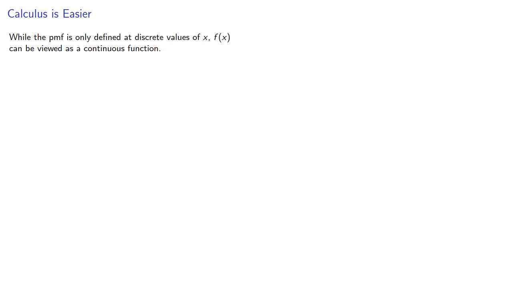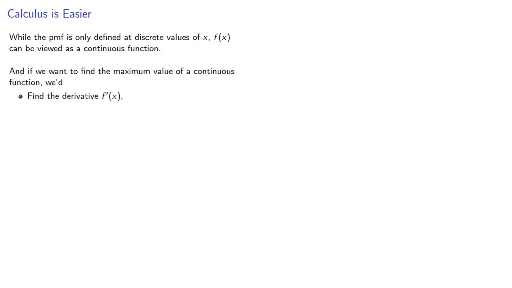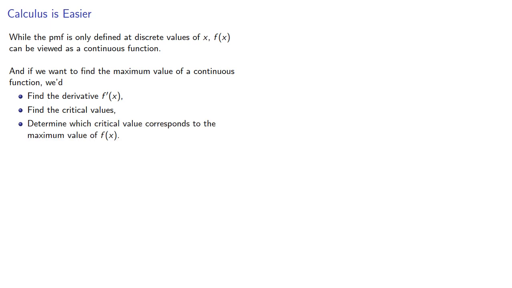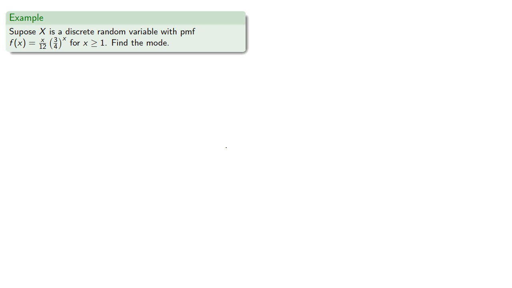While the PMF is only defined at discrete values of x, f of x can be viewed as a continuous function. And if we want to find the maximum value of a continuous function, we find the derivatives, find the critical values, and determine which critical value corresponds to the maximum value of our function. Now, calculus is generally easier, but this requires us to be able to find the derivative.